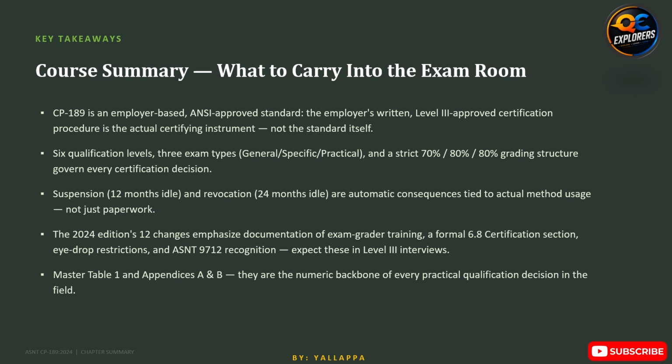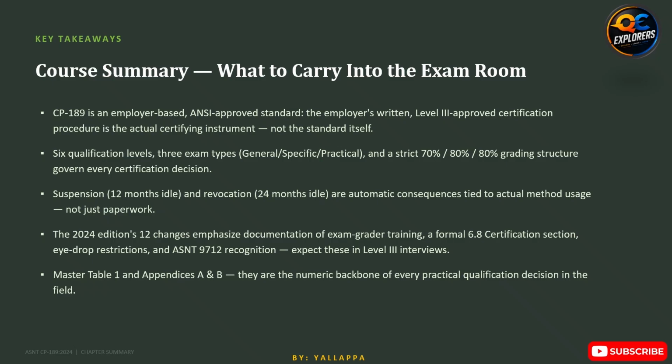The first and most important takeaway is understanding what CP-189 actually is. CP-189 is an employer-based, ANSI-approved standard. It establishes the minimum requirements for qualifying and certifying NDT personnel, but it does not certify individuals itself. The actual certification is issued by the employer through its written certification procedure, which must be approved by the employer's designated NDT Level III. This principle forms the foundation of the entire standard and is one of the most frequently tested concepts in Level III examinations.